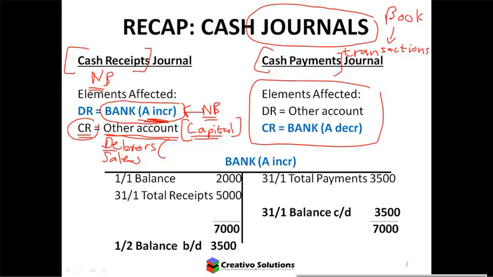Debtors. If debtors pay you, what is that? Operating, finance, or investing? It's operating, because you're running a business and you'll have outstanding debtors. And then if it's investing, what would I credit if it's investing? We looked at it yesterday.